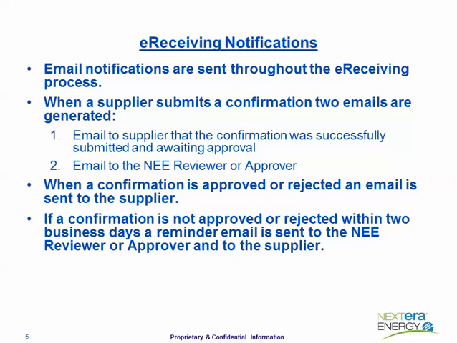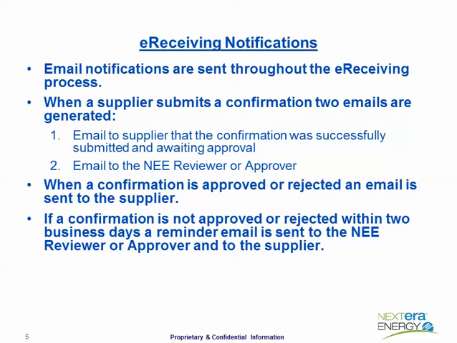Let's talk a little about the email notifications. The email notifications are sent throughout the e-receiving process. When a supplier submits a confirmation, 2 emails are generated. One to the supplier that the confirmation was successfully submitted and is awaiting approval, and the other to the NextEra representative who will be reviewing or approving this confirmation.